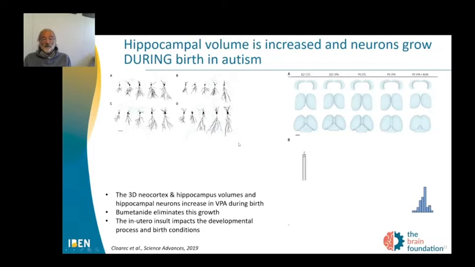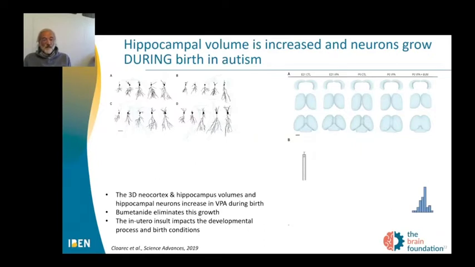And this is perhaps even better shown here. These are pyramidal neurons of the hippocampus patched before and after birth in control conditions, and there is no difference in their size or their dendritic arborization. On the other hand, in autism, if you compare a couple of hours before and a couple of hours after, as in D, there is a significant increase in the dendritic arbor. In other words, neurons grow during parturition and birth in autism, not in controls.